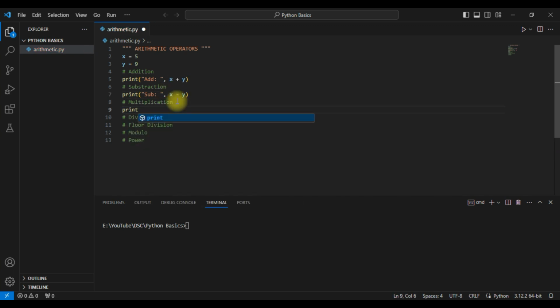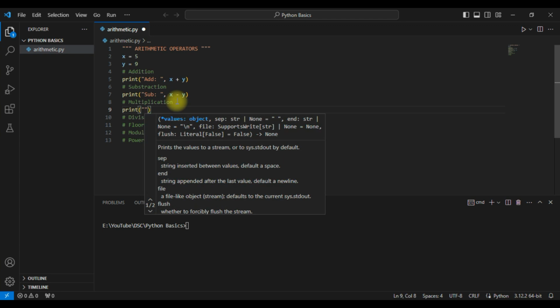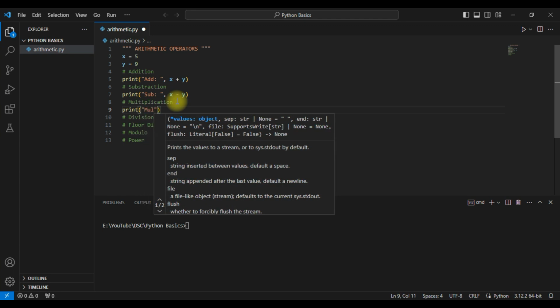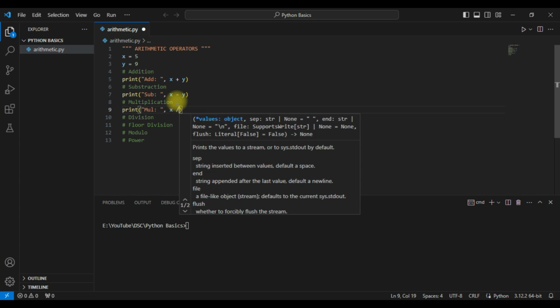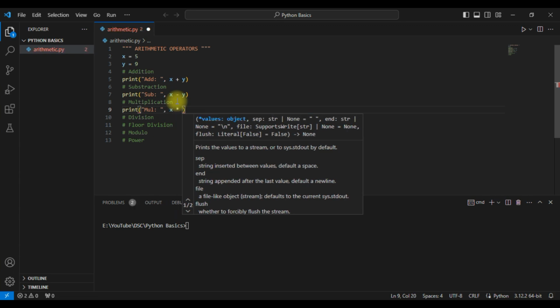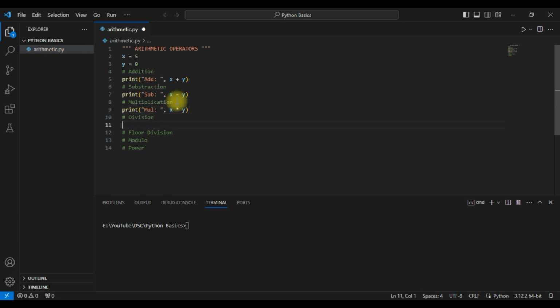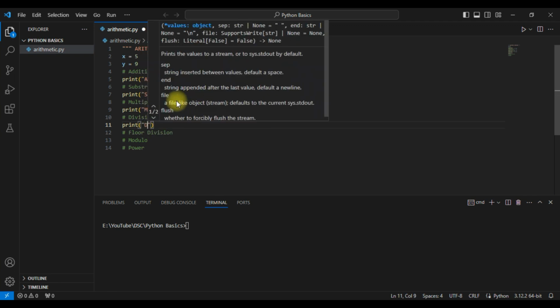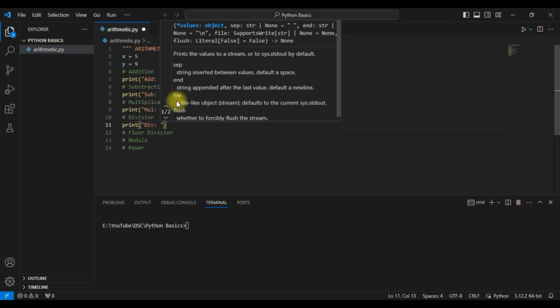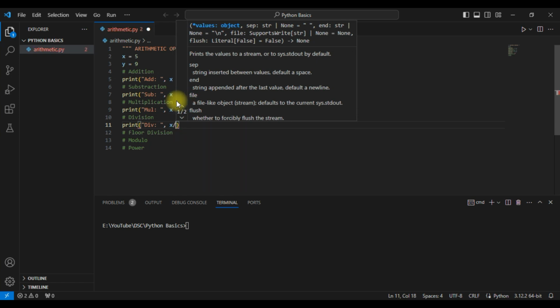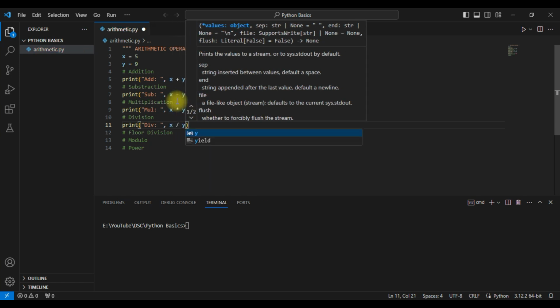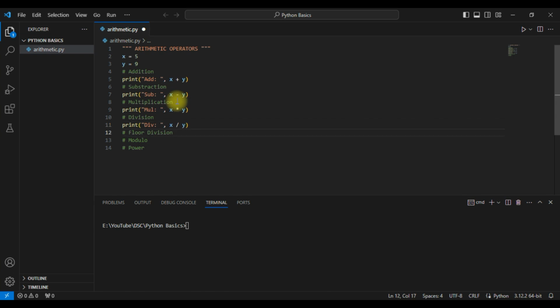Okay, the other thing is multiplication. Simple. x times y. The other thing is division. Simple. Do it like that. x divided by y. Get the value.